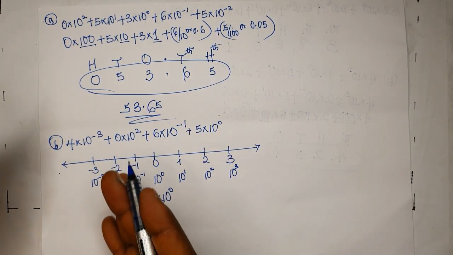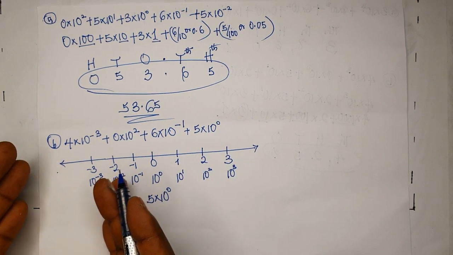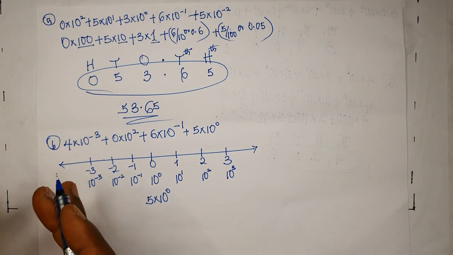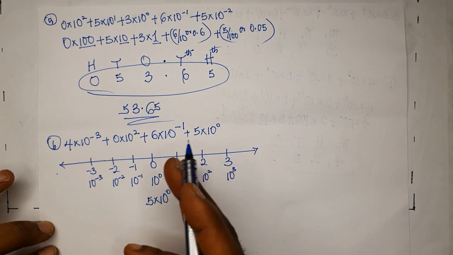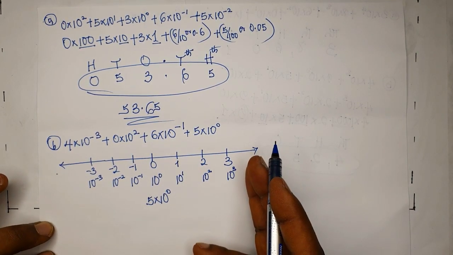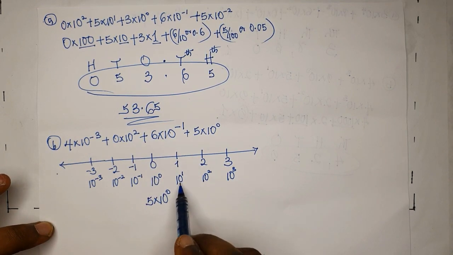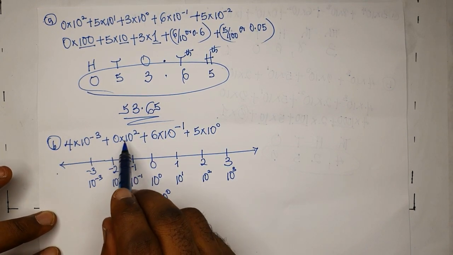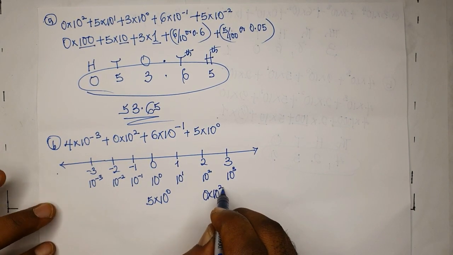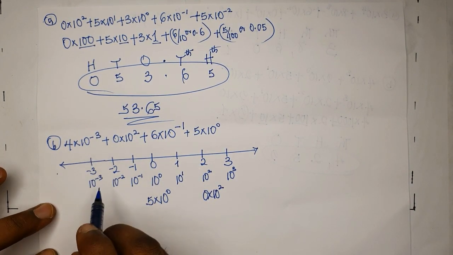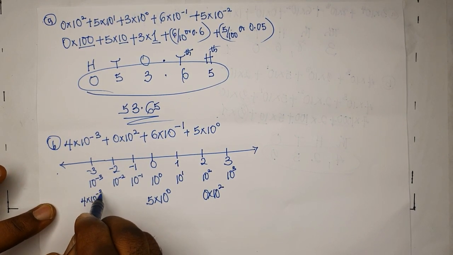But since it's our place value table we are dealing with, our positive place values stay on the left hand side while the negative ones come on the right. Therefore, on this part, I'll be writing numbers that will represent this. Which one has 10 to the power of 1? We don't have anything representing 10 to the power of 1. Take note of that. But we have 10 to the power of 2 as 0 times 10 to the power of 2. Then we have 4 times 10 to the power of negative 3, which I'm going to place here. 4 times 10 to the power of negative 3.